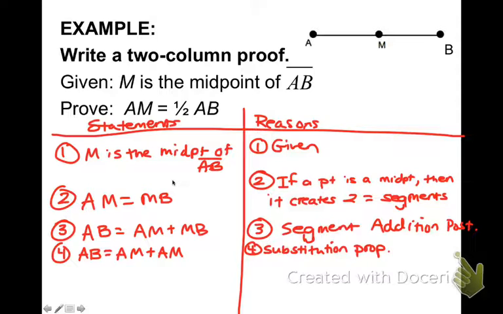Okay, almost there. Somehow I need to get a number. Right now I have 1/2. So somehow I need to get a number into this line. Well, what's 1 AM plus 1 AM? 2 AMs. So then I get AB is equal to 2 AM. What's that property?